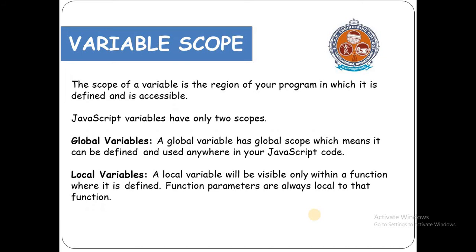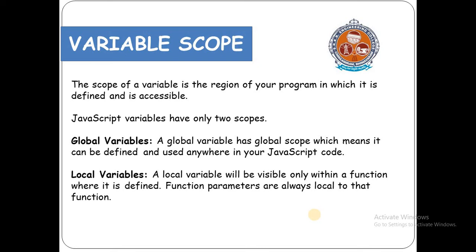Coming to the scope of variables: if we have created a variable and we want to use it in a particular section, it may work or it may not work. If it works, that is called the variable scope. There are two scopes for JavaScript variables: one is global variables and the next is local variables.